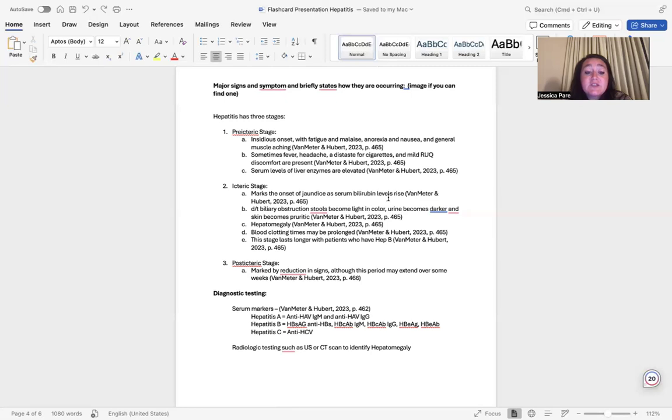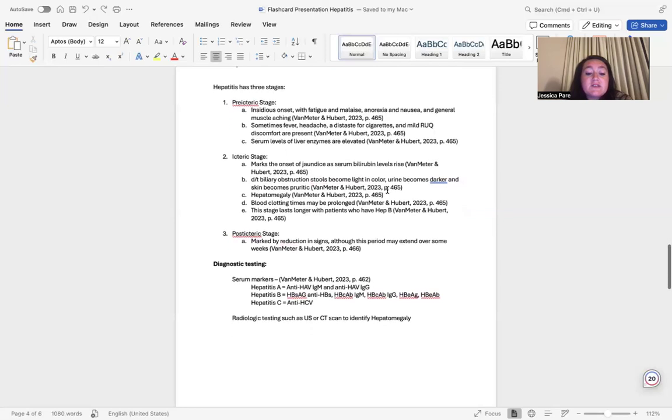The next stage is the icteric stage. This is the second stage and marks the onset of jaundice as serum bilirubin levels rise. Due to biliary obstruction, stools may become light in color, urine may become darker, and skin becomes pruritic. It may also indicate hepatomegaly, as well as blood clotting times may be prolonged, and this stage lasts longer with patients who have Hep B. The post-icteric stage is the third and final stage. This stage is shown by a marked reduction in signs and symptoms, although this period may extend over some weeks.